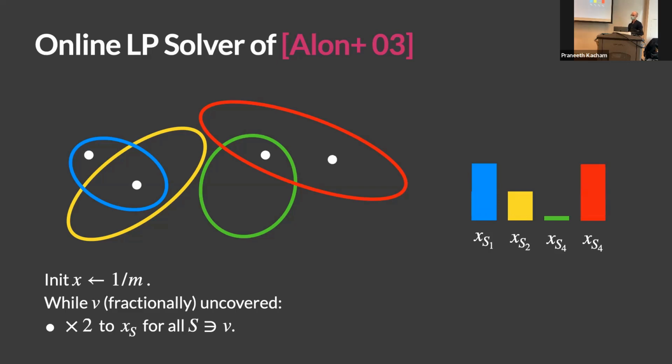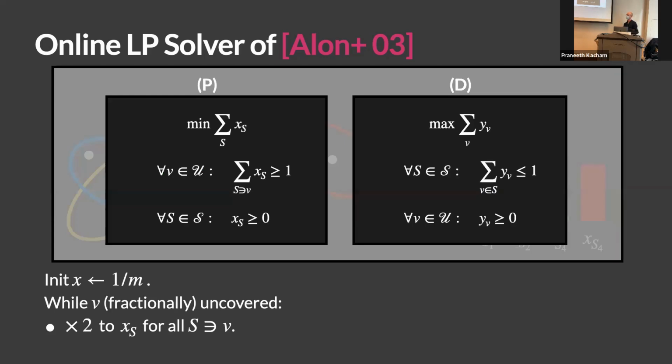It continues. So how do you analyze this thing? This is really not important, just for your well-being. It's the sort of primal dual method. So every time you double a set's LP value because of an element v, if you write the dual, there's a variable for every element in the dual, and for accounting purposes, you add 1 to the dual variable that caused the increase.